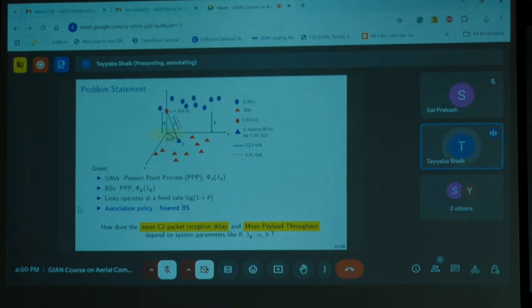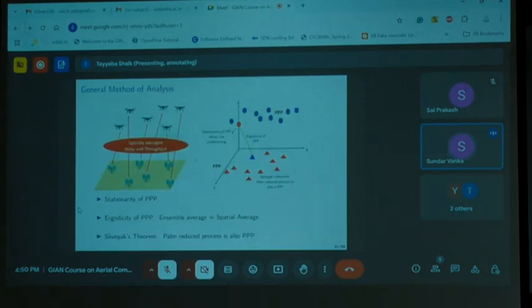So the system model, I've already described it. I just want to add one small context here. This Slivniak's theorem is a direct consequence of the memorylessness property of the PPP. Correct. If you remember the previous talk, we talked about 3 properties, right? One is the memorylessness, the second one is stationarity and isotropy, which is motion invariance, and the third one was ergodicity. So we are using memorylessness, we are using stationarity, and we are also using ergodicity. All of them are being used in this case, right?